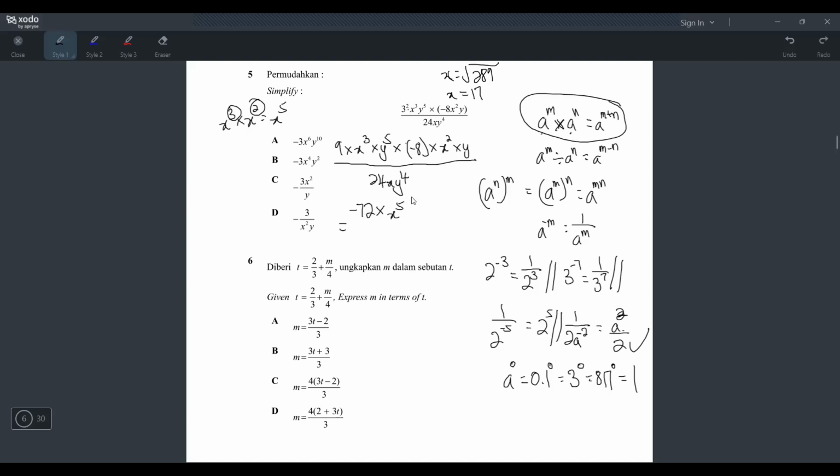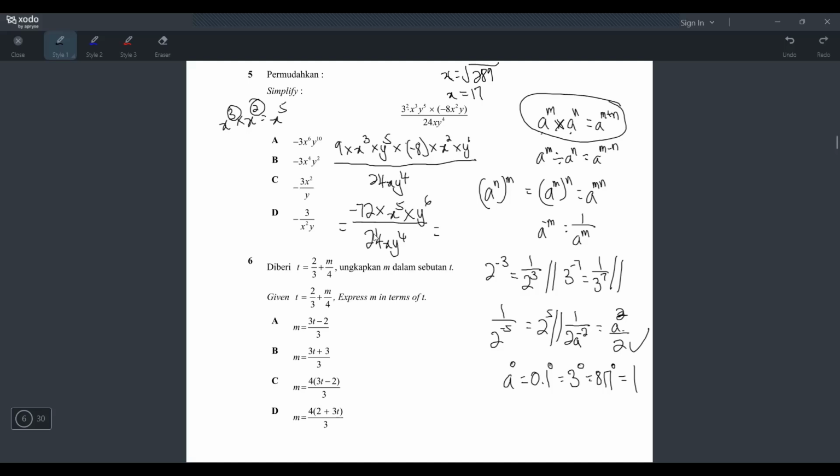And then the last one is y power 5 times y. This one will become y power 6. Why? Because y power 5, this one is y power, nothing here means y power 1. Nothing means power 1, not power 0. So if base same times, the power is plus, 5 plus 1 is 6. And then the whole thing have to over 24xy power 4.